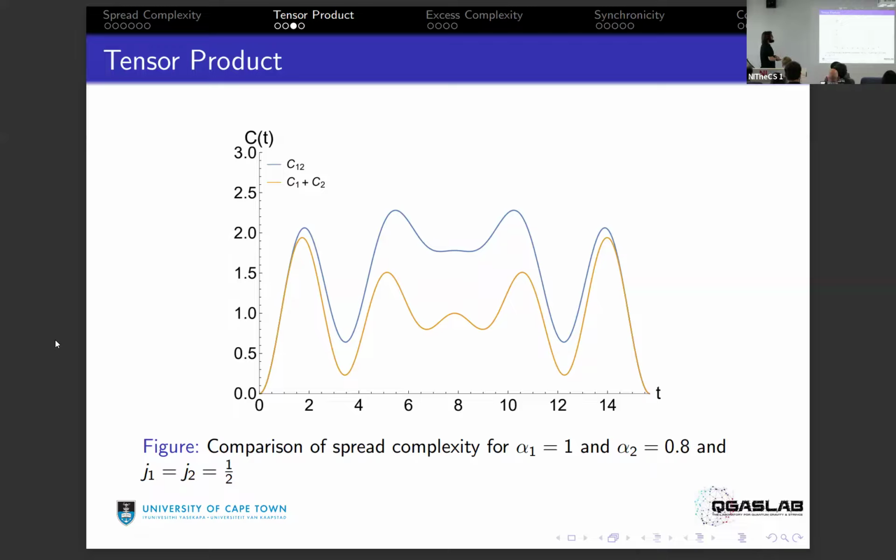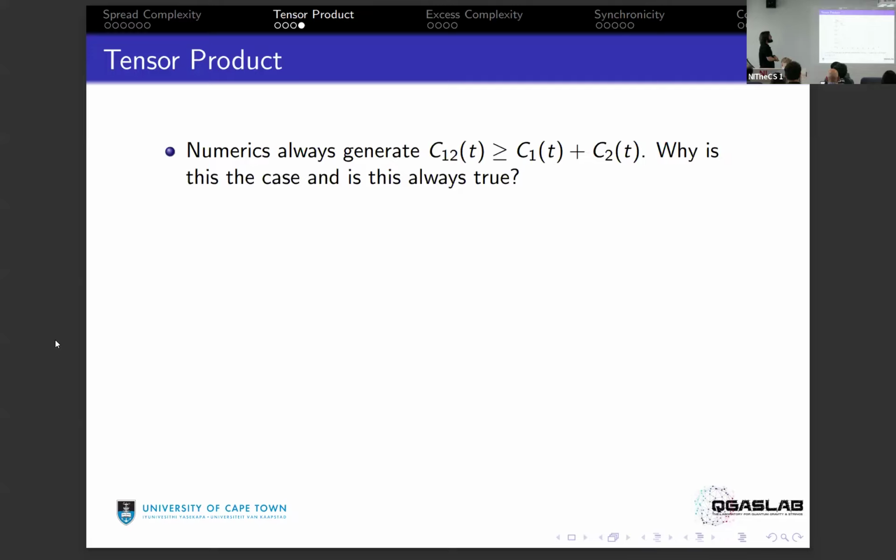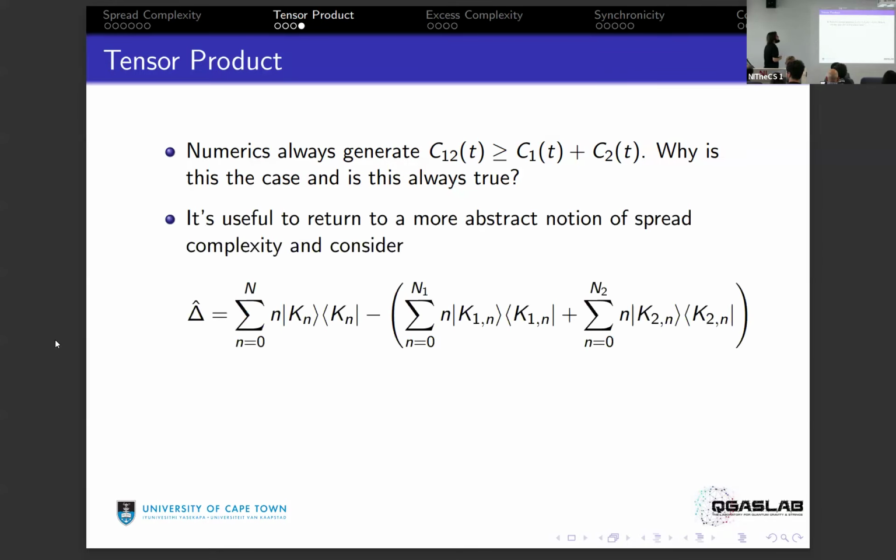And you come to think that this must be a general property. So is it always true, and why is it always true? That's something that we would like to understand. What I'm going to show you is that it is actually always true. I'm going to try to give you some insight into why that is the case. It's actually a really simple reason.